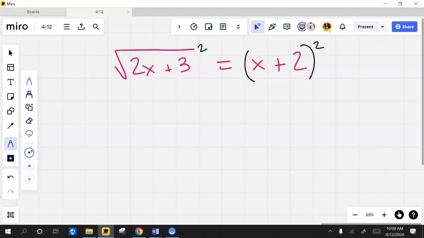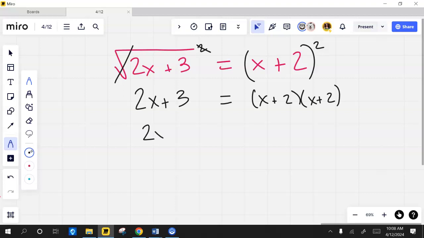If I go ahead and eliminate the radical, because the radical is isolated already, right? So it's gone. So now I have 2x plus 3, but over here on this other side, I cannot distribute that squared, right? I have to FOIL it. So this is x plus 2, x plus 2. So FOILed out, this ends up being x squared plus 4x because it's 2x and 2x.